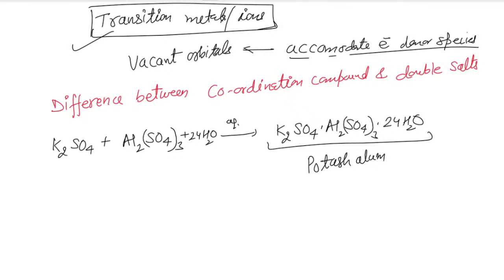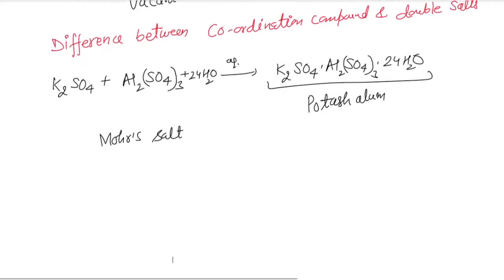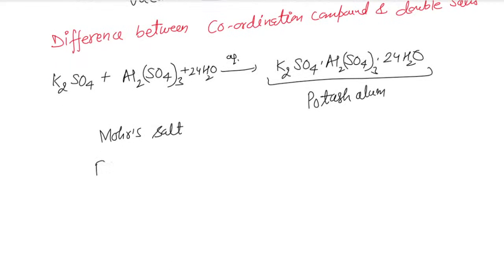So they are mostly crystalline salts. Generally, they are crystalline salts. For example, this is potash alum. What is more salt? Can you name? Can you write the molecular formula? More salt, ferric alum. This is potash alum. Okay. Chrome alum.